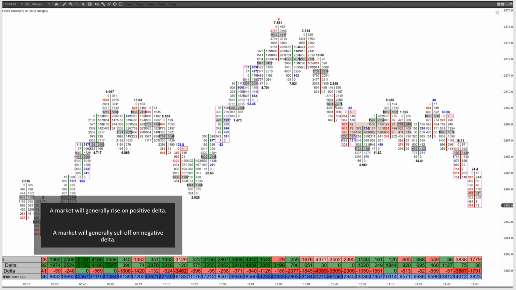oftentimes traders tend to think that, well, a market has to do this, and if it doesn't do that, then the market's wrong. No. Don't fall into that thing of saying, well, we got positive delta, the market has to be rallying. If you have positive delta and the market's not rallying, then that means something. And I'll be explaining later on what that means and why that happens.